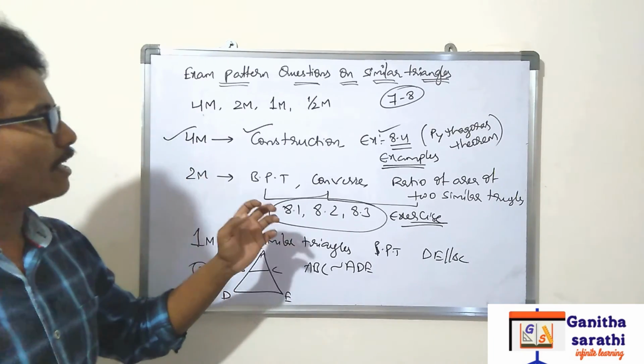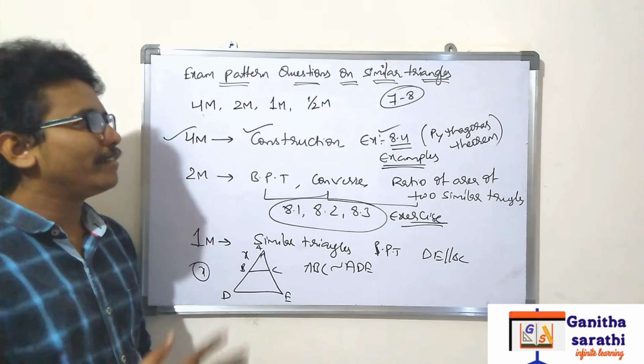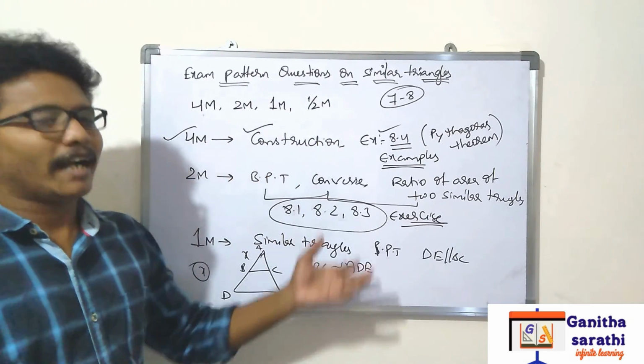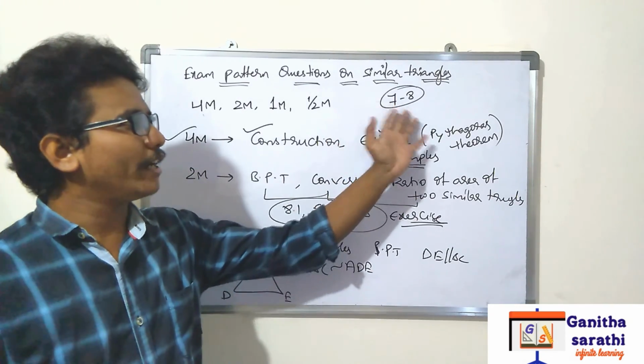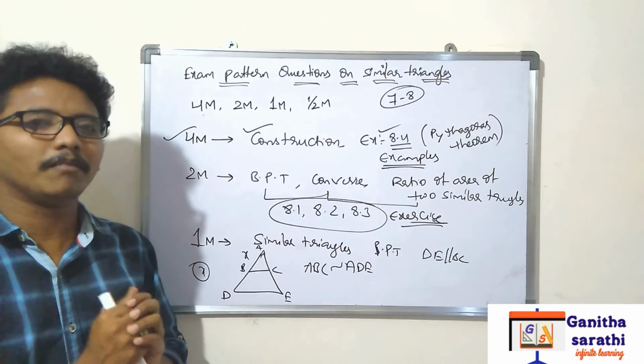So definitely don't feel similar triangles is a hard chapter. Practice more, you can get good marks in your examination. So minimum 7 to 8 marks you will be getting from similar triangles.